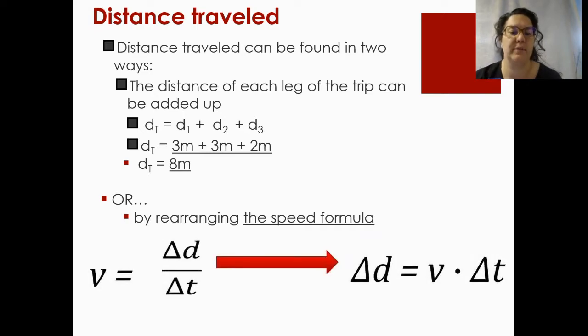So you can go v equals d over delta t, and the change in distance equals velocity multiplied by time. It depends on the type of information we're given in the question. In a question where we're given the places we traveled, adding them up is going to be more efficient. But if we're given a question where we have a velocity and a time, using the mathematical formula is more efficient.